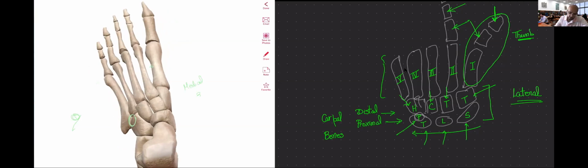So we're gonna start from medial and we're gonna go lateral. We start from the distal row and then we're gonna be moving proximal. All right, for the tarsal bones, we do have only 7 tarsal bones, unlike the carpal bones, where we had 8. So for the tarsal bones, I have 7. For the carpal bones, I have 8.